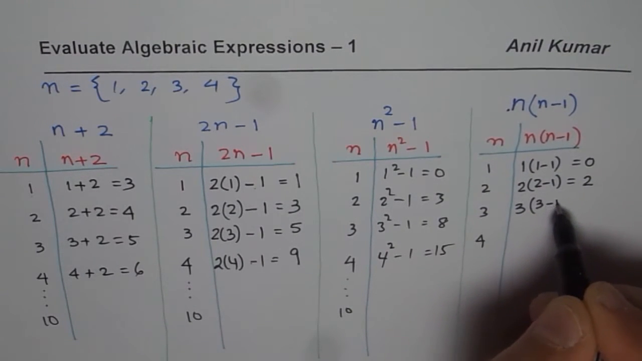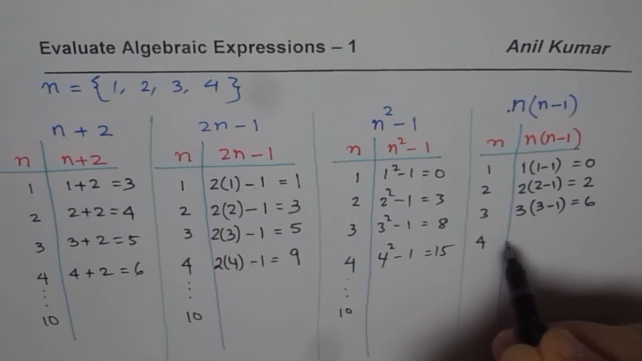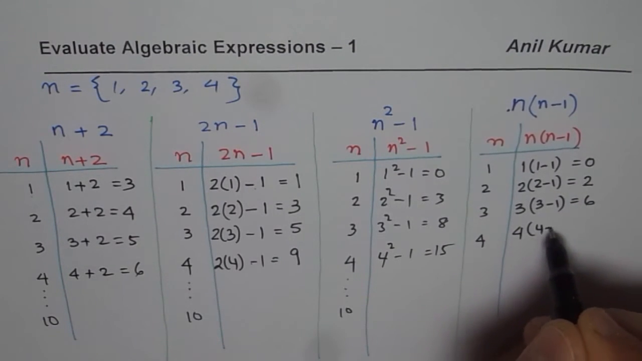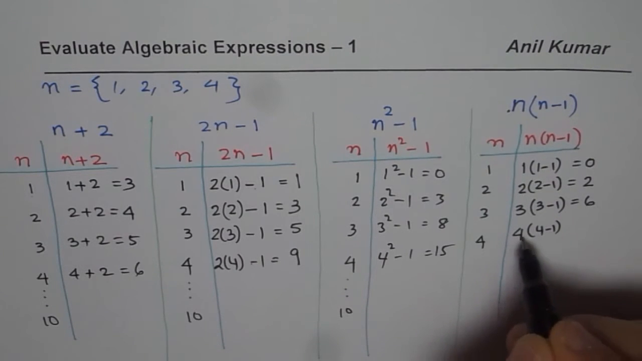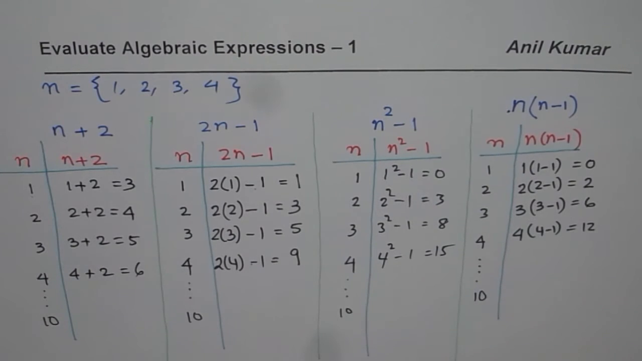3 times 3 minus 1. 3 minus 1 is 2. 2 times 3 is 6. 4 times 4 minus 1. 4 minus 1 is 3. 3 times 4 is 12. Continue this list till 10, right?